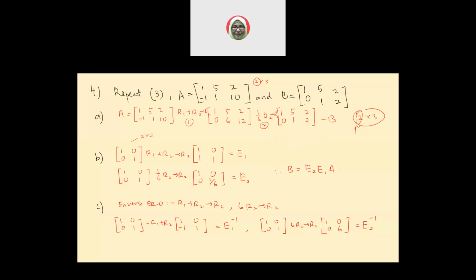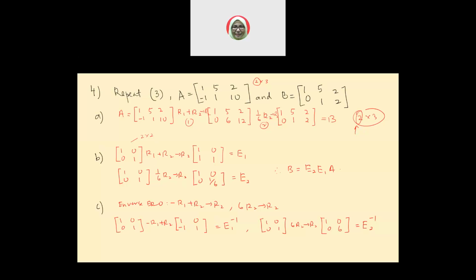The given matrix has two rows, right? Two rows, so we follow the rows. The identity matrix is 2 by 2, not 3 by 3. Remember, the identity matrix must be square.